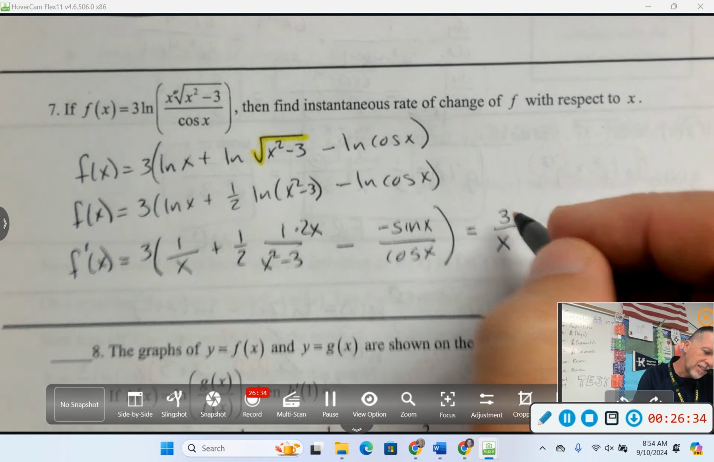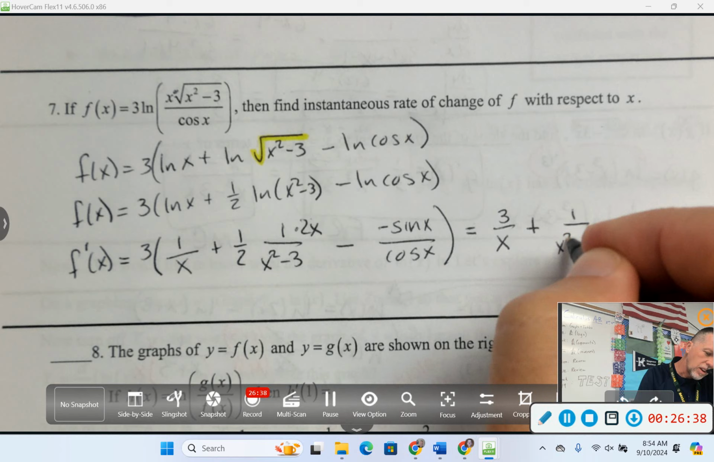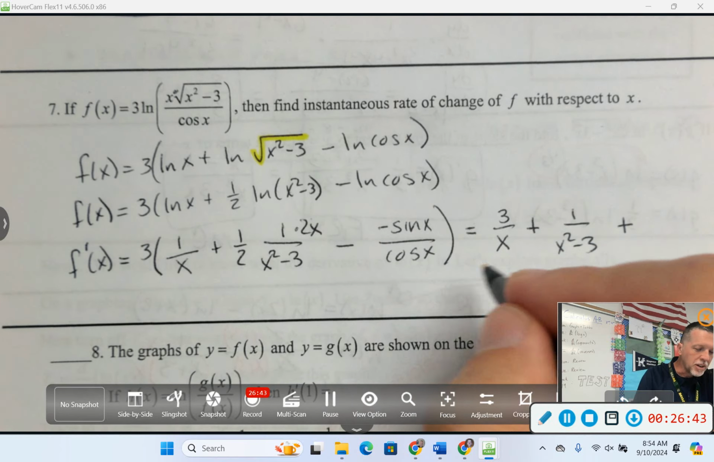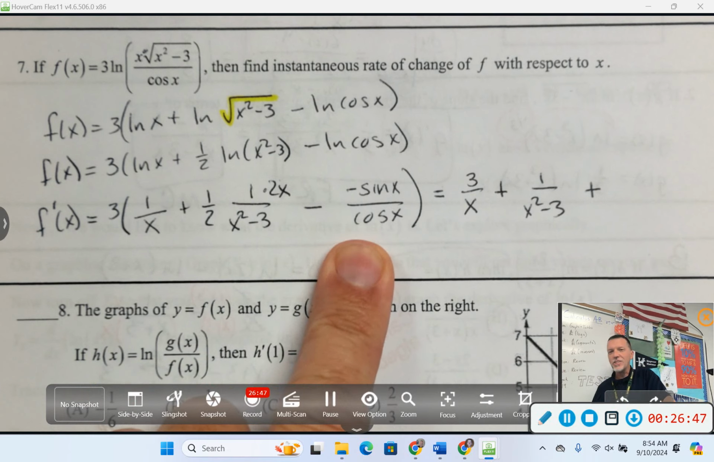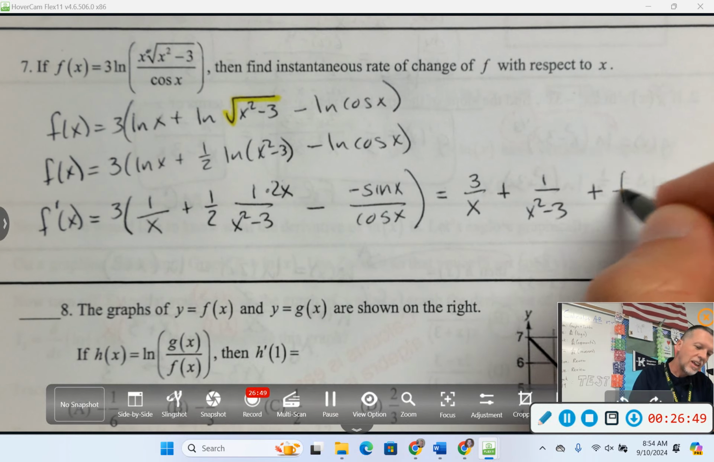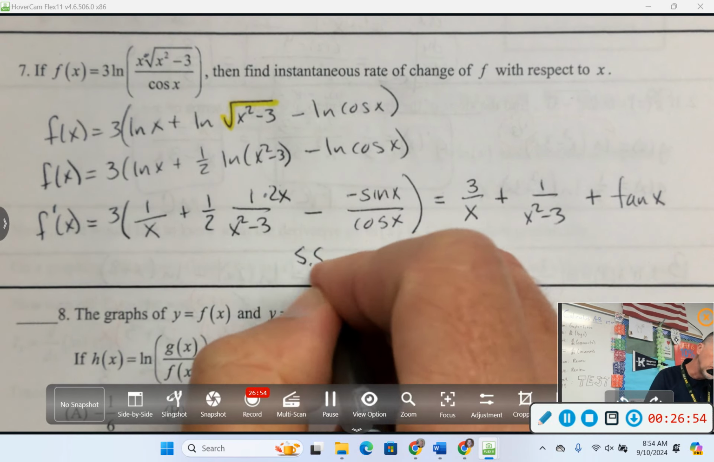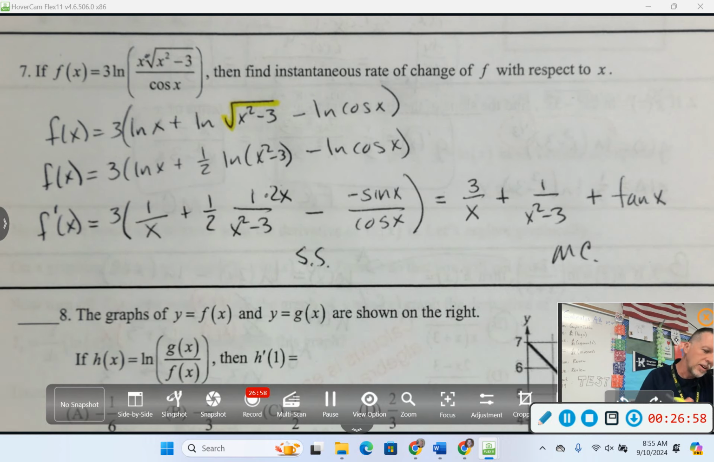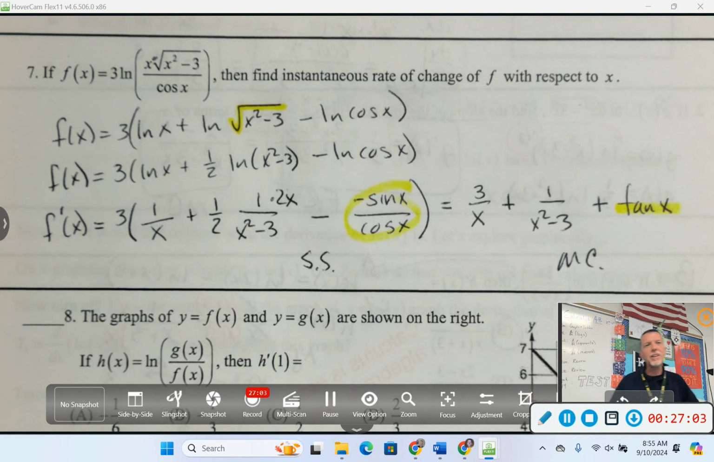3 over x. The 2's would reduce. Negative and negative is positive. You know what? This is a good one to simplify because multiple choice, what's sine over cosine equal to? Tangent. So usually getting from safe stop to multiple choice is pretty easy, but occasionally something like that happens where, again, that's not too bad, but hopefully you recognize what happened there.